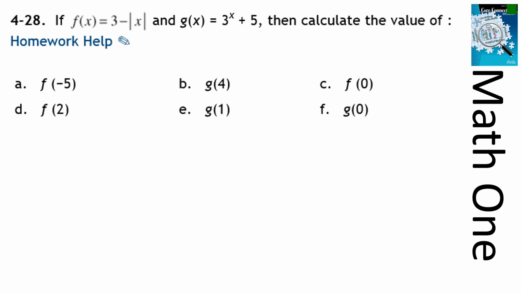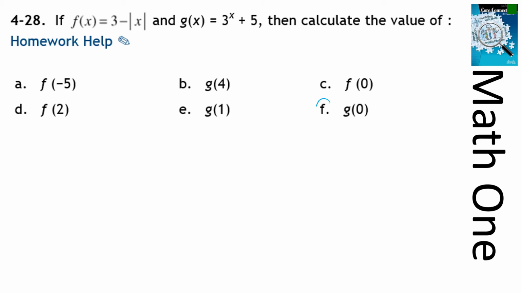Okay, so for 28, we have two different functions. One of them is f of x, which takes an x, and to evaluate it, it's 3 minus the absolute value of the x you give it. And the other one takes the x, raises 3 to that power, and then adds 5. It's asking us to evaluate a few of these. We're just going to do a couple of these.